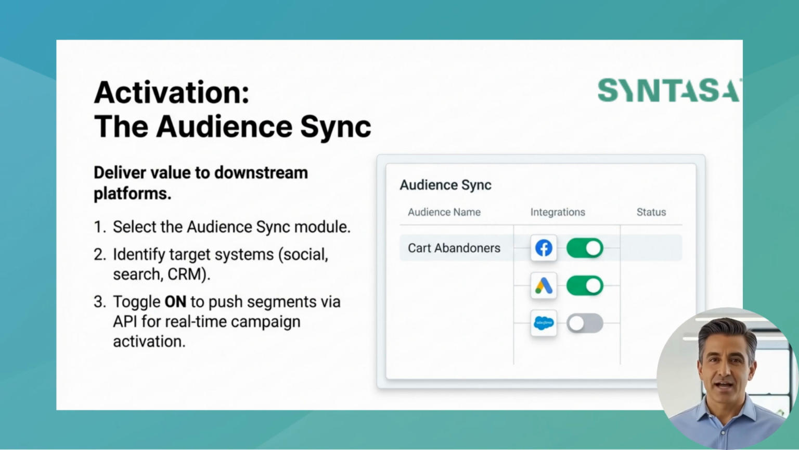The final step is activation. Through Audience Sync, you push your segments to external platforms like Facebook, Google Analytics, or your CRM. The Audience Sync screen provides a holistic view of all segments associated with your data layer. To activate an audience for a specific downstream system, simply toggle it to ON. This ensures your marketing campaigns stay fresh with real-time precision-targeted audience data, turning raw information into measurable business outcomes.